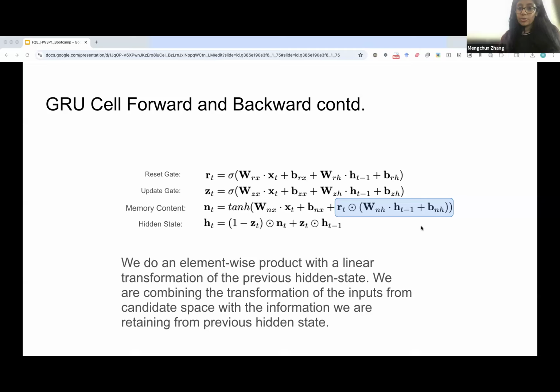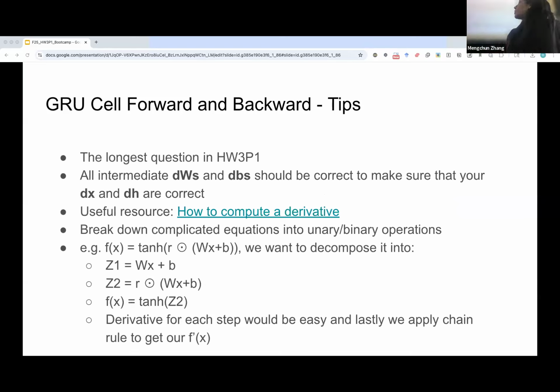Because we provide you the equations, the GRU forward function should be relatively straightforward to implement, but the backward for GRU will require you to go through a lot of derivative computation. So just some tips.